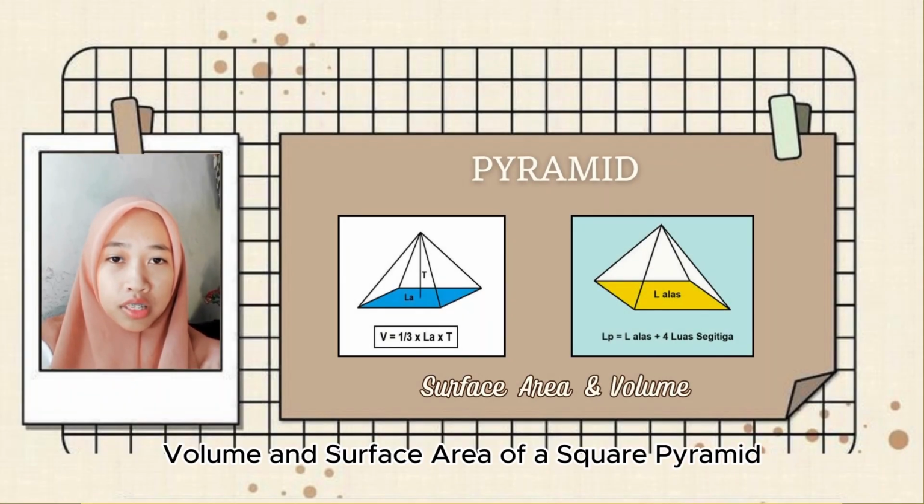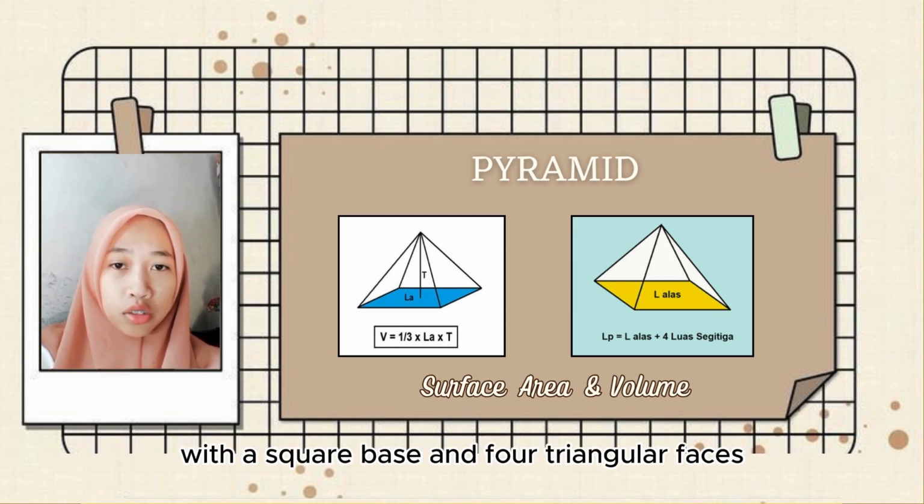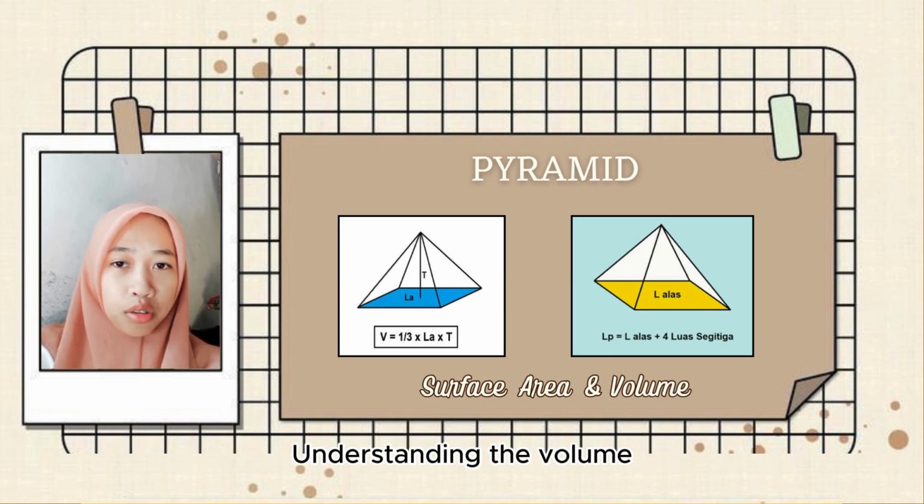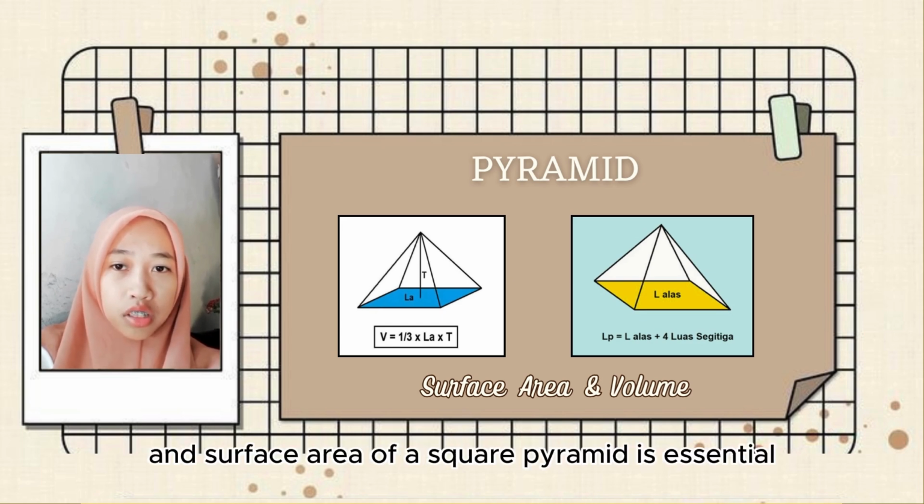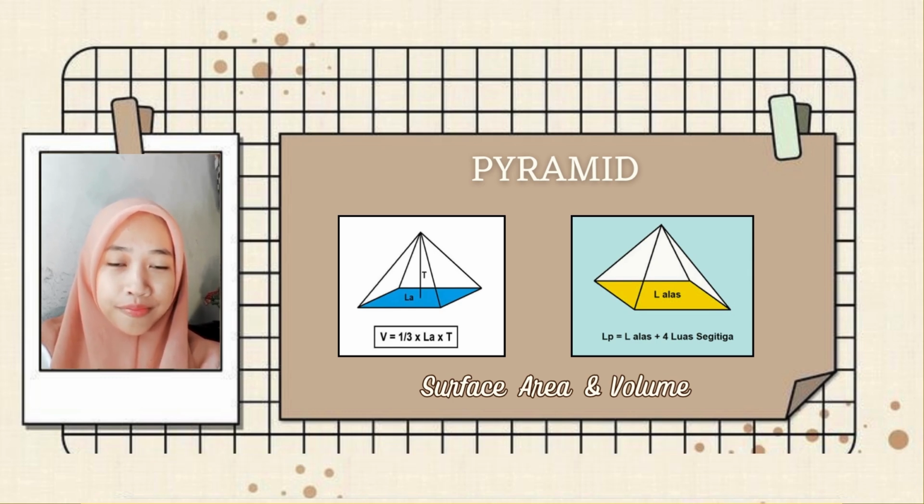Volume and surface area of a square pyramid. A square pyramid is a three-dimensional geometric shape with a square base and four triangular faces that converge at a single point called the apex. Understanding the volume and surface area of a square pyramid is essential in various mathematical and practical applications.